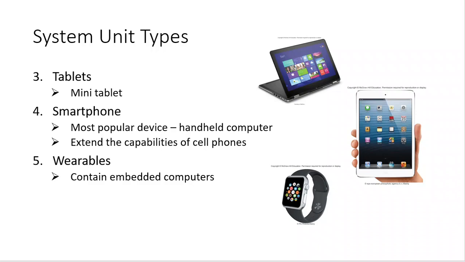And then another system unit type is wearables. They contain embedded computers. Bila you pakai smartwatch, sebenarnya smartwatch pun macam-macam yang boleh simpan dalam tu. Kalau contoh you pakai jam yang boleh detect heartbeat, pergerakan, berapa langkah dah hari ni, berapa 1000 langkah dah ke apa semua tu, itu juga adalah satu jenis system unit dan contain embedded computers.